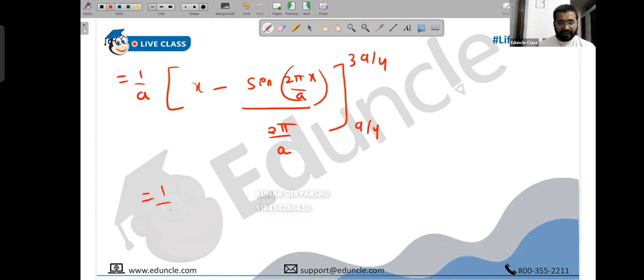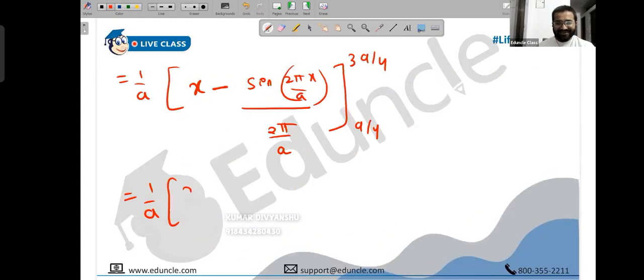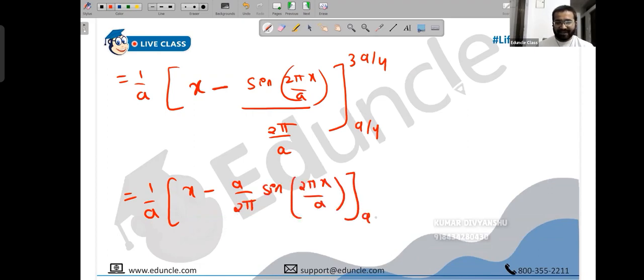So we have 1 upon a also, which gets cancelled by the... So we just have x minus 1 upon 2 pi into, sorry, a doesn't get cancelled. This is different and this is different. So it doesn't get cancelled. So we have 1 upon a into x minus a upon 2 pi into sine of 2 pi x by a. This goes from a by 4 to 3a by 4.